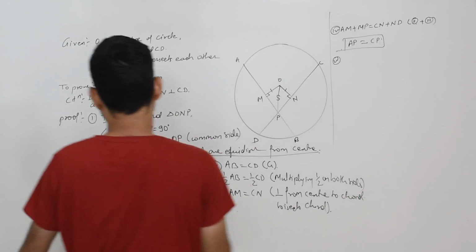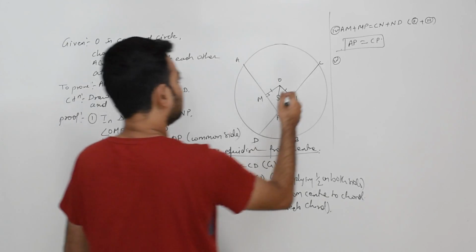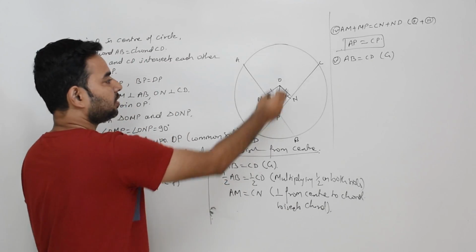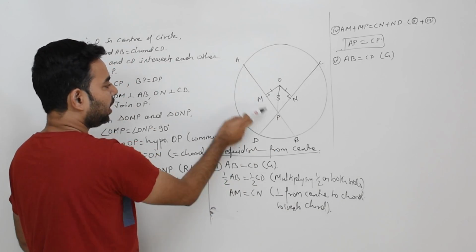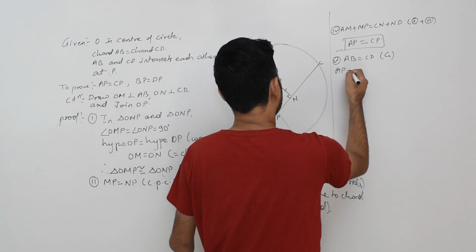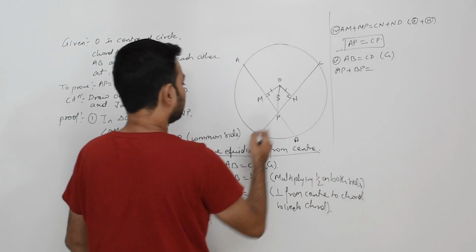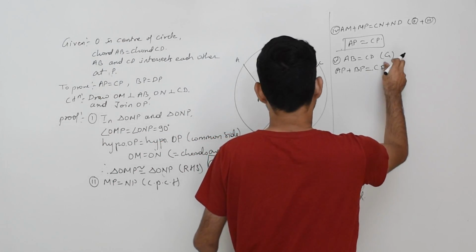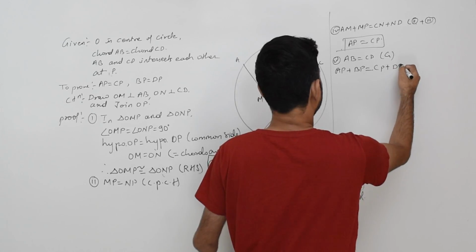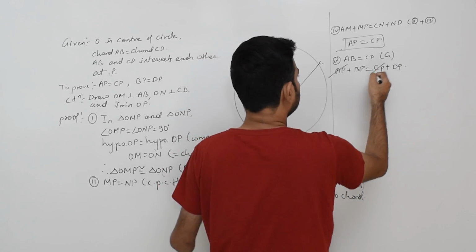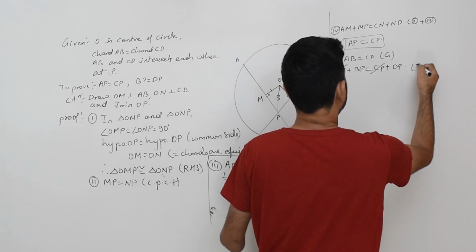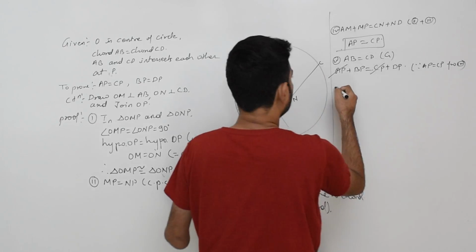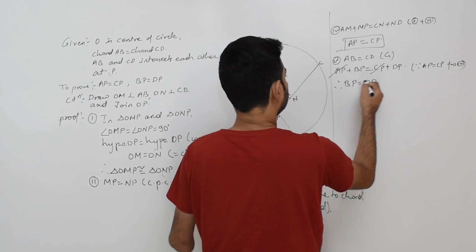First is proved. Now AB equals CD. This is what is given. If AB is equal to CD, AB can be written in the form of AP plus BP, and CD can be written in the form of CP plus DP. Now AP is equal to CP, cancelled from both sides. Since AP equals CP from fourth, therefore BP equals DP. Hence the proof.